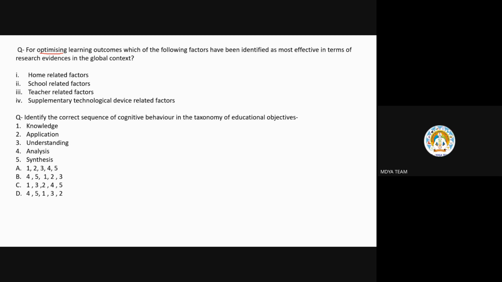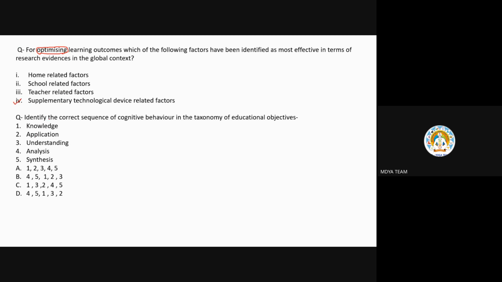Yes, the correct option is 4 because in the question they are asking for optimizing. And what does optimize mean? Making it the most beneficial outcome. Yes, the most beneficial outcome out of anything. So if we are supplementing the teaching with any technological aid, we have done a full class on teaching aids. So these are the supplementary devices that optimize the learning outcomes. So the correct answer is 4.